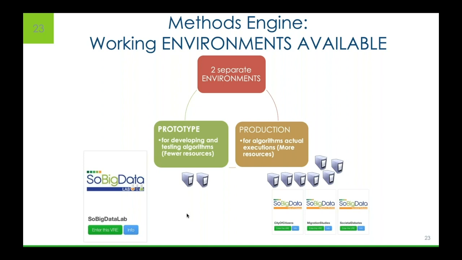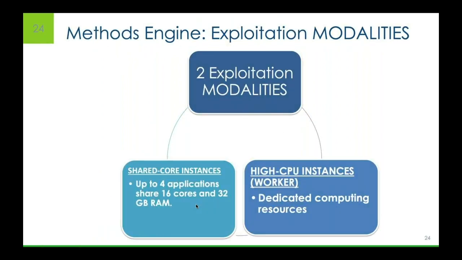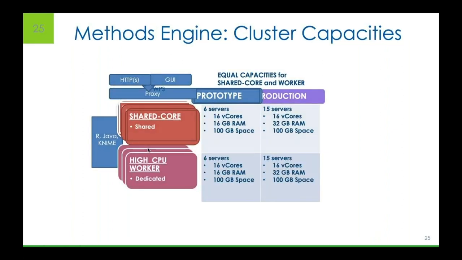When you import your method, to import the method, we use an environment called prototype, which is useful for developing and testing your methods with fewer resources. So there are two separate environments, the prototype and the production. The production is the one that we make available for the exploratories, and it has much more resources. There are two exploitation modalities that you can use. There is the shared core instances part, where up to 4 applications share 60 cores and 32 gigas of RAM. And then there is the worker, so high CPU instances part, where the 16 cores and the 32 gigas of RAM are dedicated as computing resources to your method.